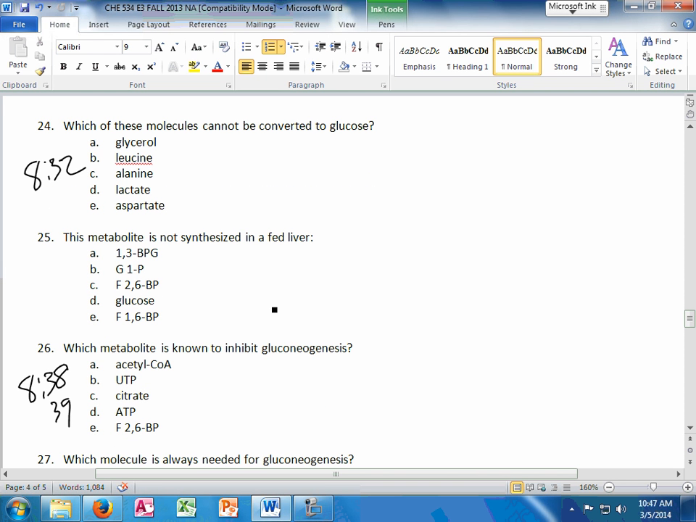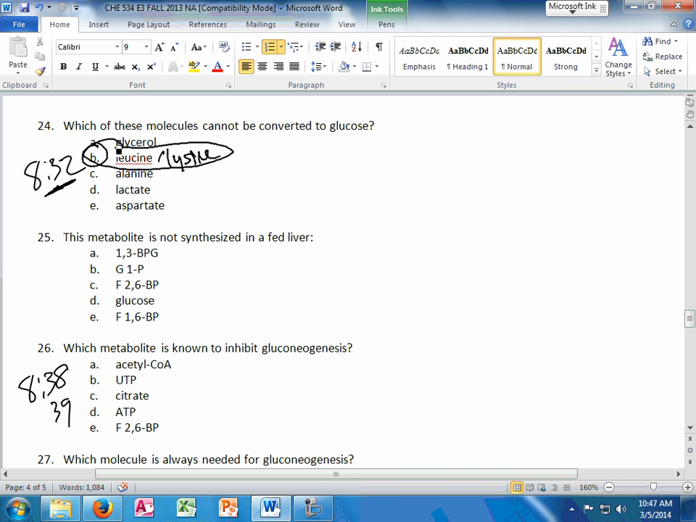Which of these molecules cannot be converted to glucose? Leucine and lysine. These are two ketogenic only amino acids. Everything else can go through gluconeogenesis. Slide 32 shows the other 18 amino acids, and these are the two that aren't listed on slide 32, the families.